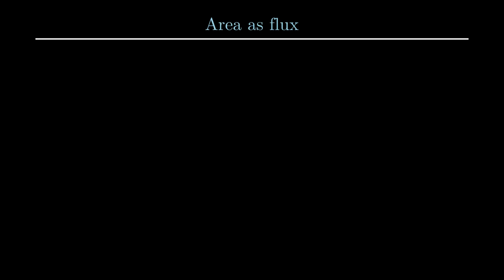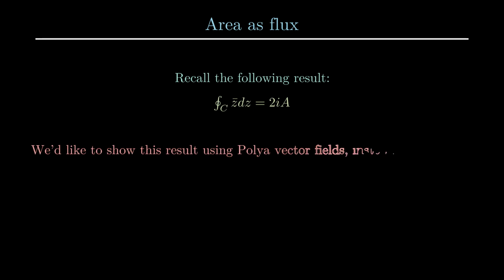Let's transition to showing some applications of Polya vector fields. First, let's show how we can think about the area bounded by a curve C in terms of the flux through said curve. Recall the following result from our previous homework. The integral of z bar about a curve C is equal to 2iA, where A is the area enclosed by the curve C. We'd like to show this result using Polya vector fields instead of Green's and Stokes' theorems.